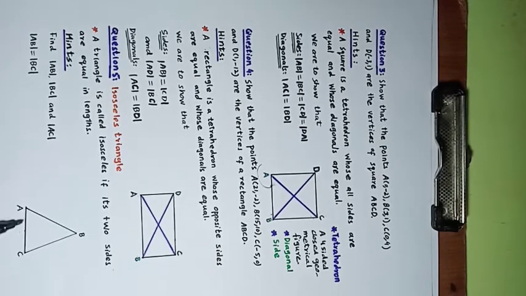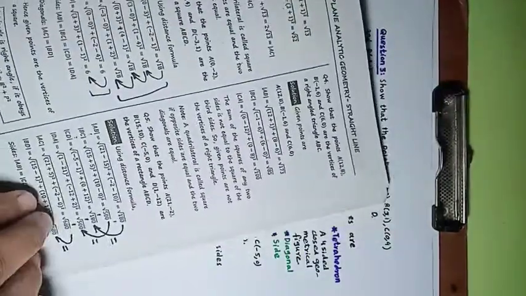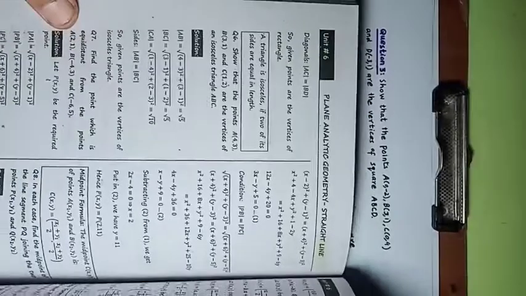Suppose that we have a triangle A, B, and C. If we find all the three sides of the triangle, and out of these three, two sides are equal in length, such a triangle is called an isosceles triangle. Now we come to the question. This question is given in my notes. This here.